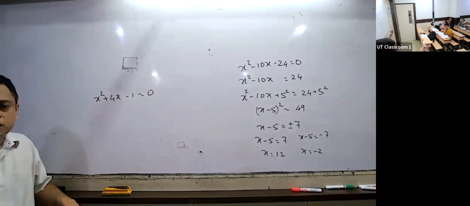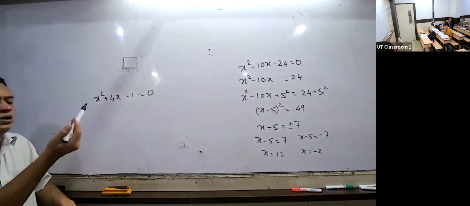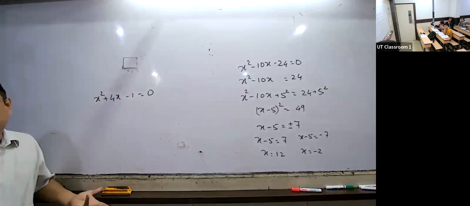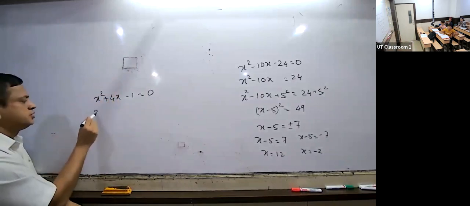Product is negative, minus 1. The only factor pair is 1 into 1, isn't it? But 4 will nowhere come. So if I want to solve it, I'll show you this method.